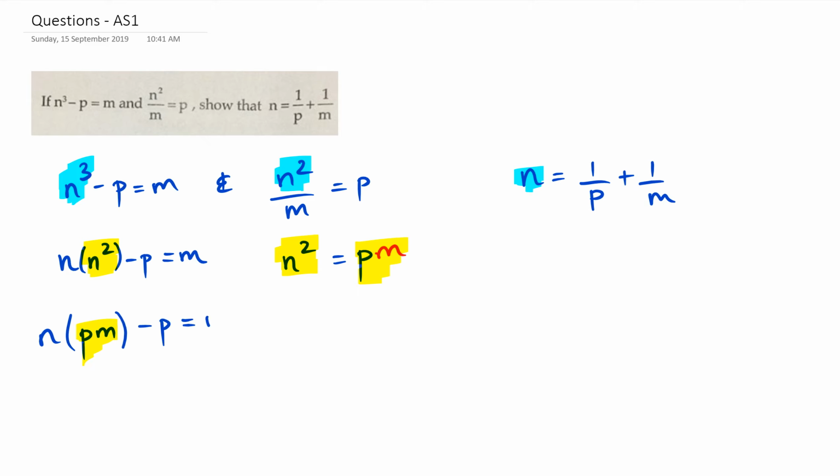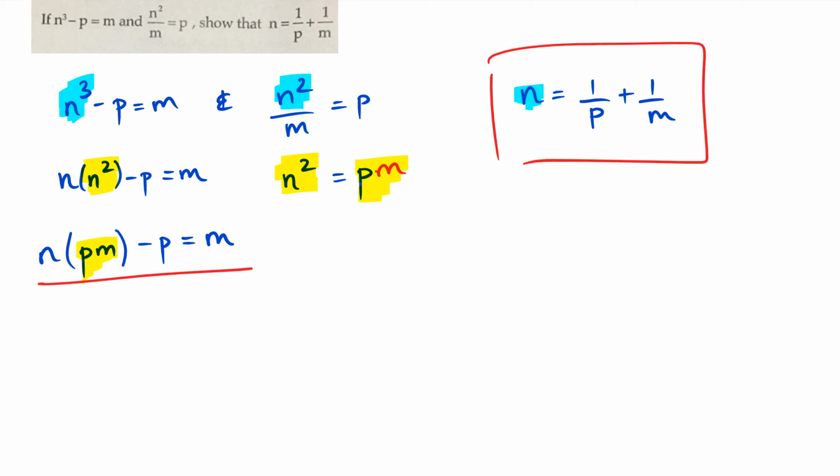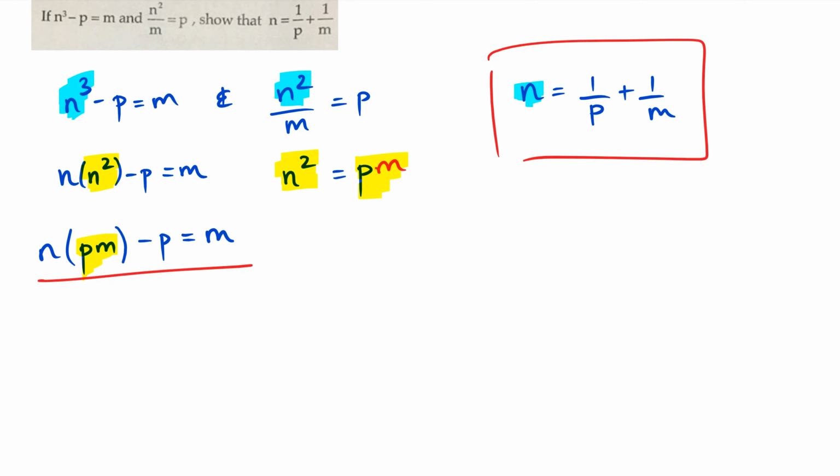minus p equals m. So now I've got n by itself, and I need to figure out how to get from here to somewhere that makes it look like this. First thing I'm going to do is get rid of the p. When I move the p to the other side, it becomes m plus p. And then I need to get rid of the pm in the bracket, so I'm going to have m plus p divided by the bracket, which is pm.